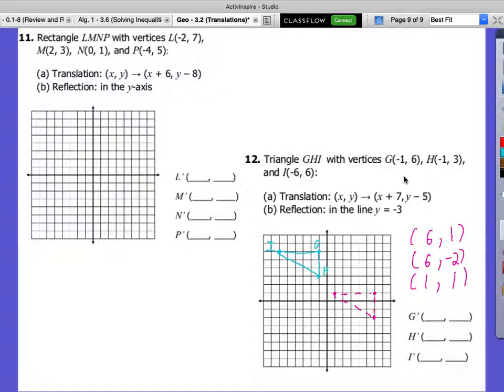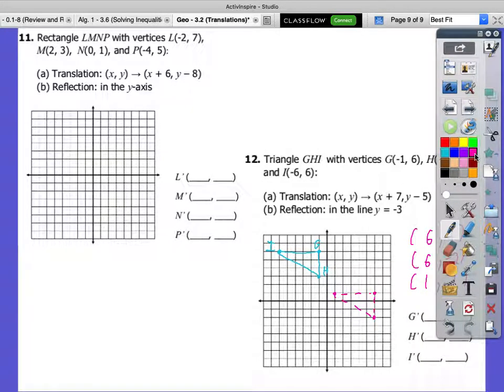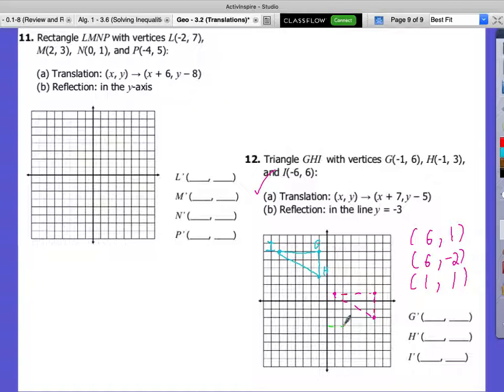Okay, did you do the rough draft as well? Okay, thank you for having plotted the original points. I appreciate that. So we'll put a pink check. We did the translation. Now we're reflecting over the line y equals negative 3. That's gonna be down here. That's where y is negative 3. And all of these running left to right are the points where y is equal to negative 3.